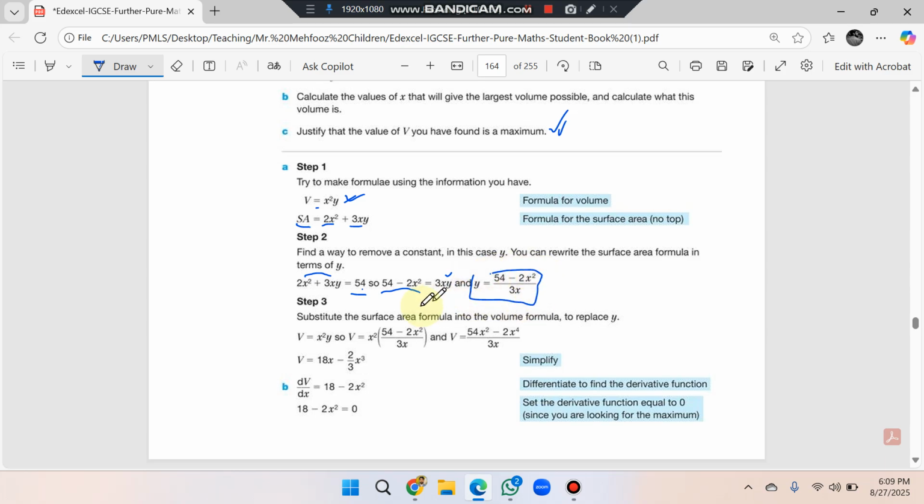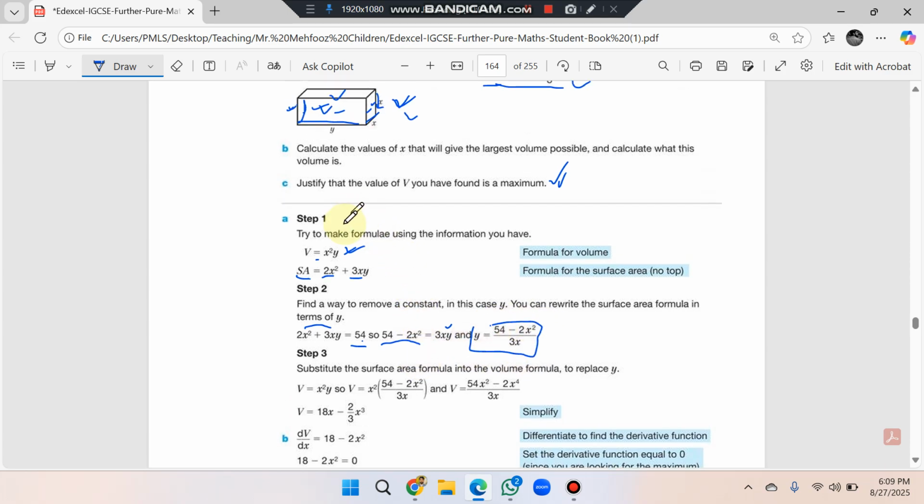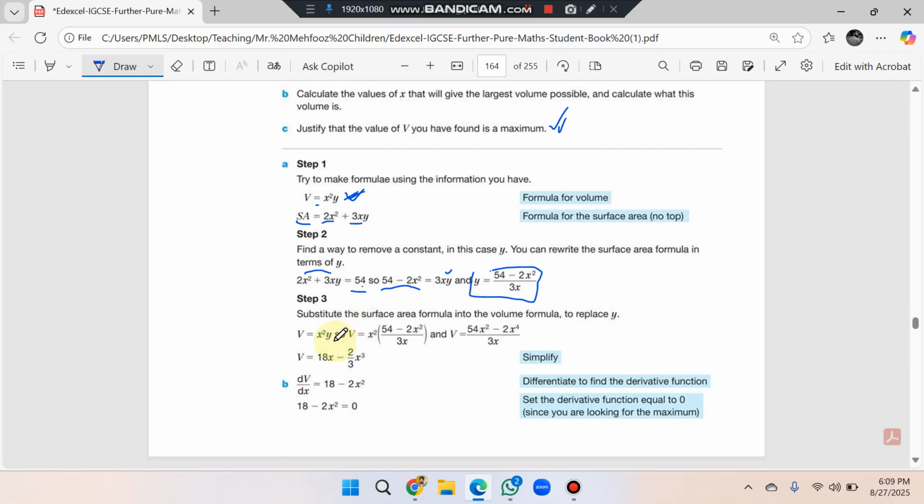After that, we have the volume of the tank formula, that is x square y. We just put the value of y into this formula. That will become V is equal to x square as it is, and y has the value 54 minus 2x square over 3x.